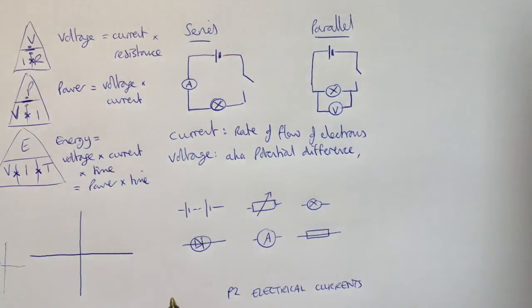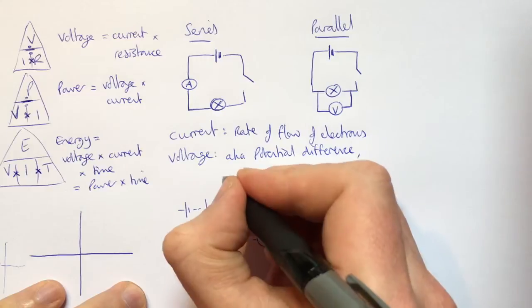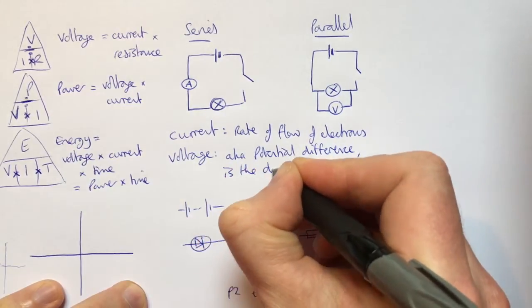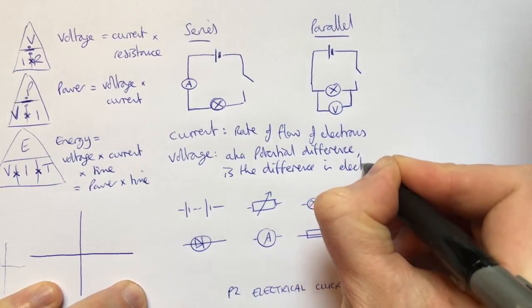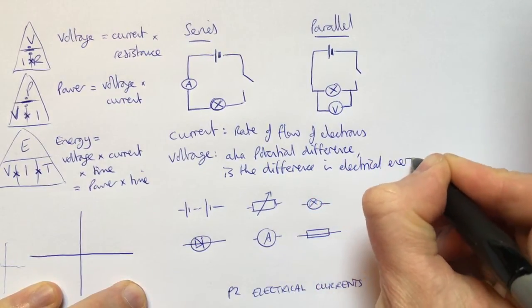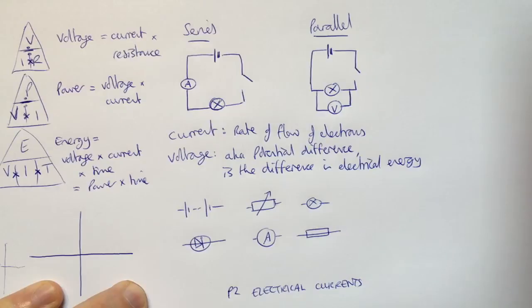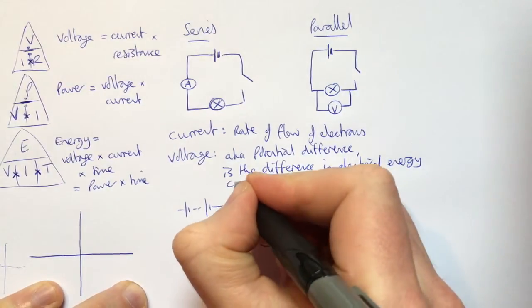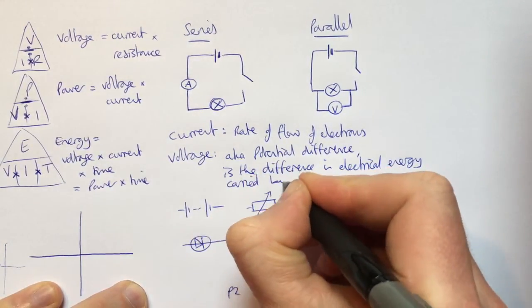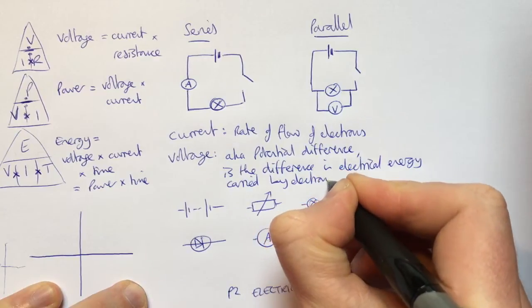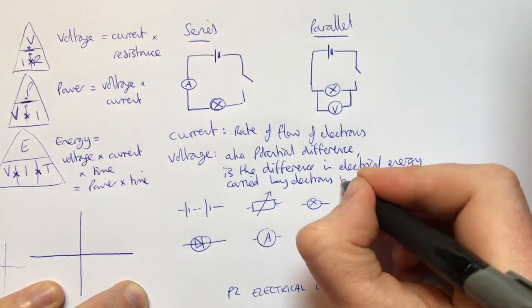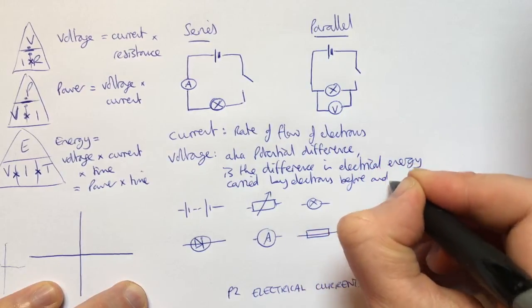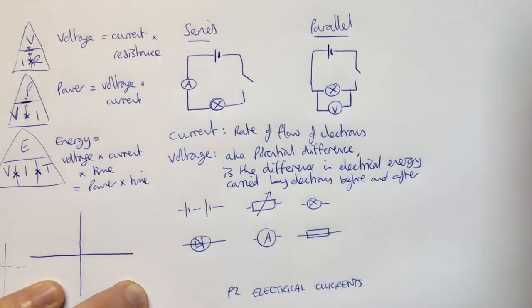So voltage or potential difference is the difference in electrical energy carried by electrons before and after flowing through a component.